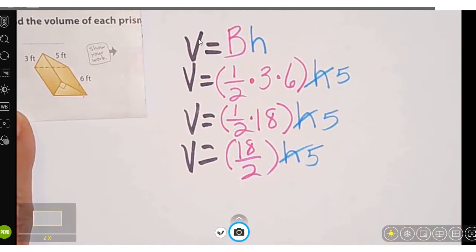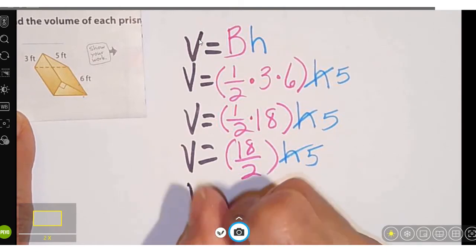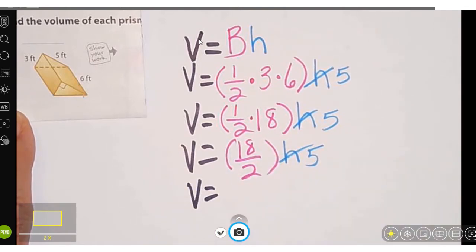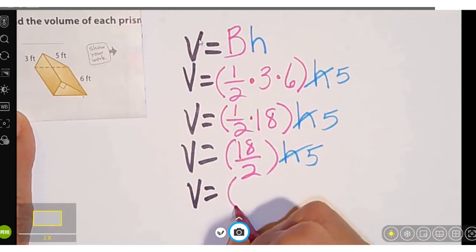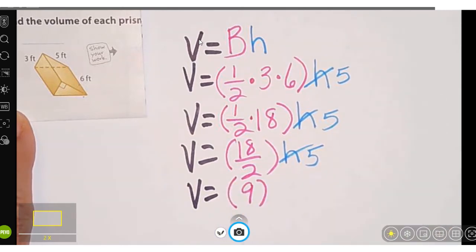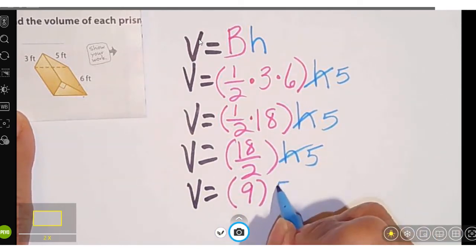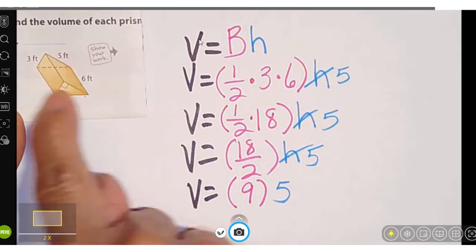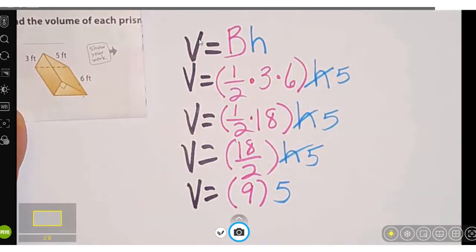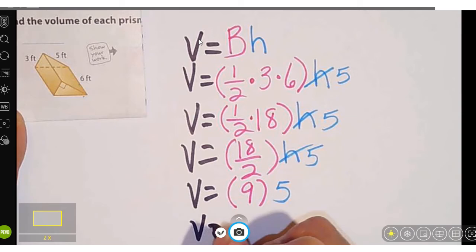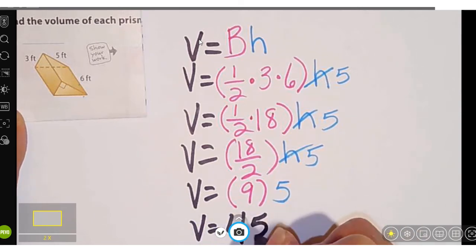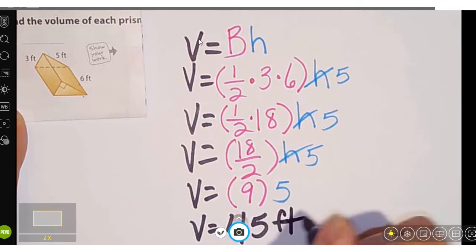So now I'm going to go ahead and finish this up. So 2 goes into 18. I'm going to get 9 and 5. So this volume within this area here, students, is volume equals 45 feet cubed.